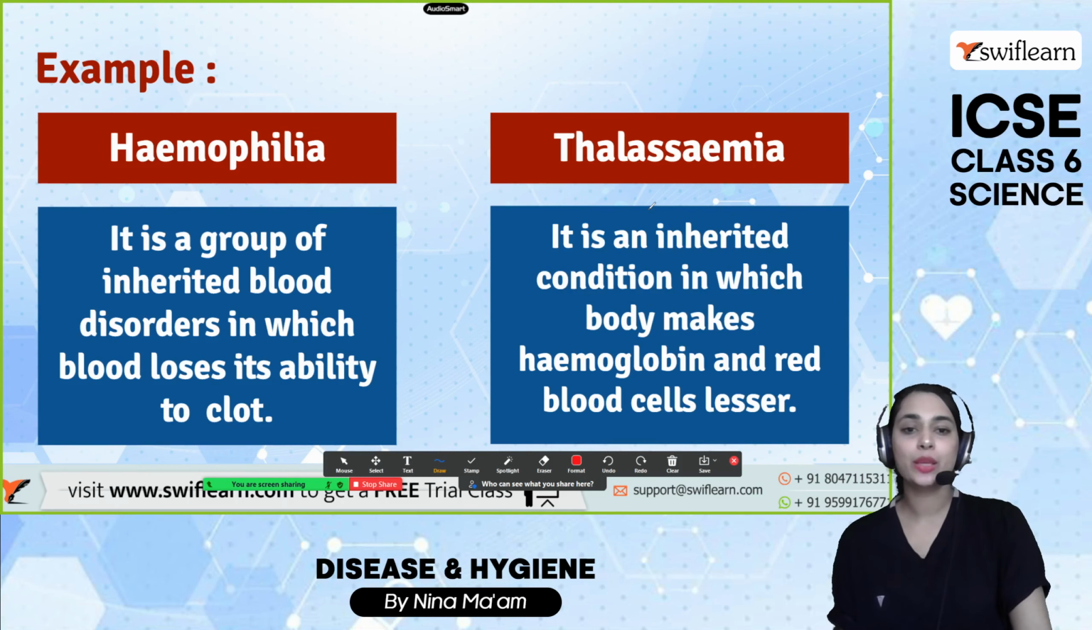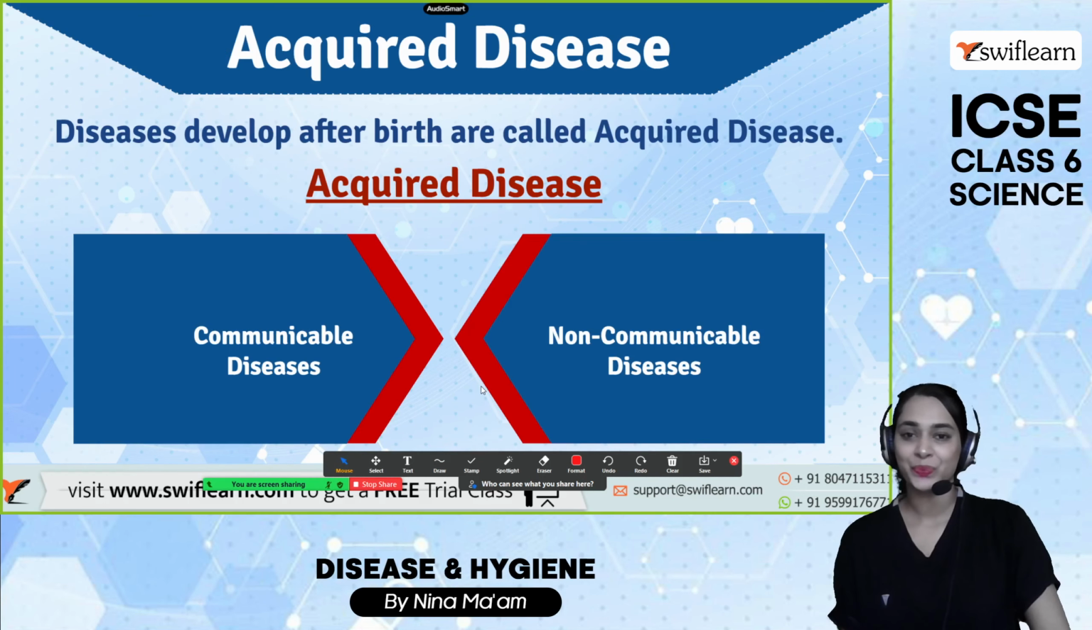Over here, another one is thalassemia. It's an inherited condition in which the body makes less hemoglobin and fewer red blood cells. So what will happen to the person? He will always be anemic.